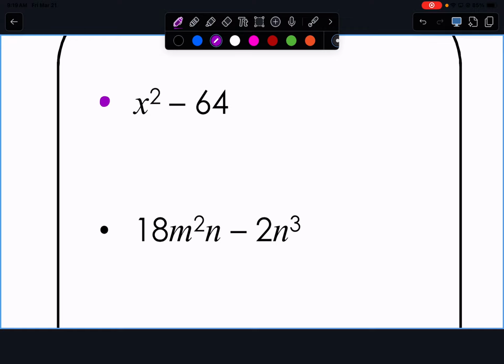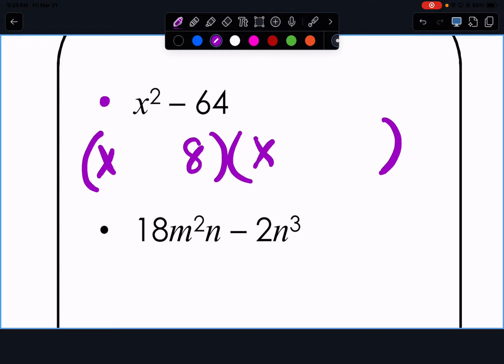When we have a difference of squares, we have to figure out what squares to give us x squared: x. What squares to give us 64: 8. To get a negative, what signs do I need? So that's our answer. That's how we factor a difference of squares.